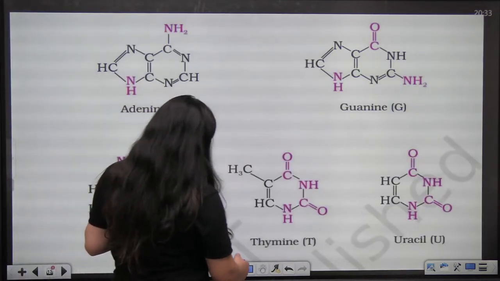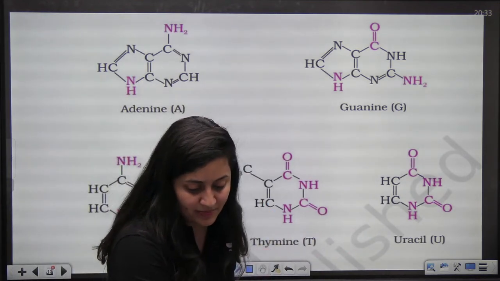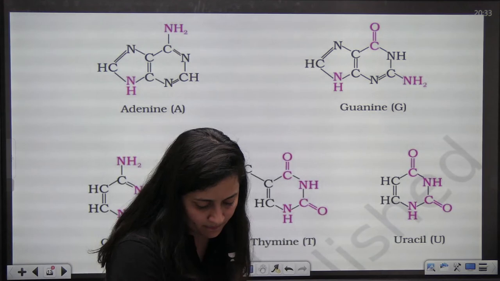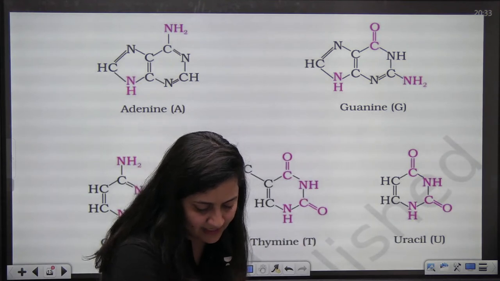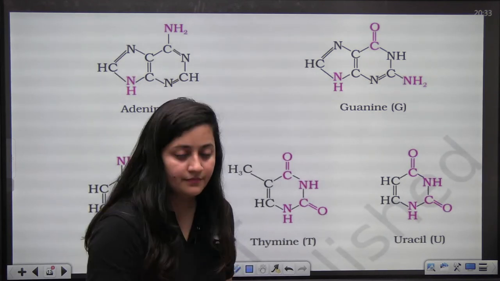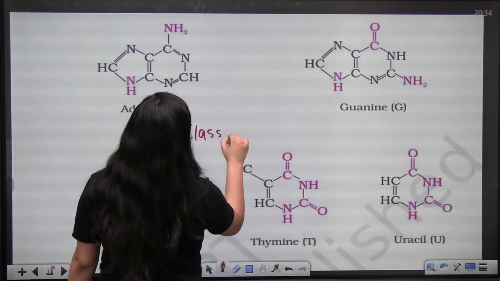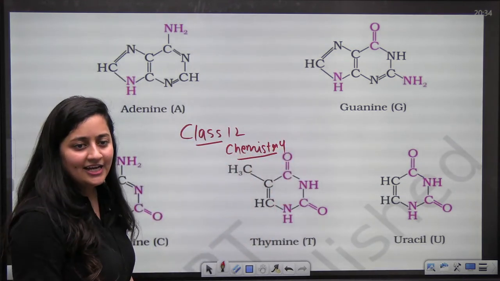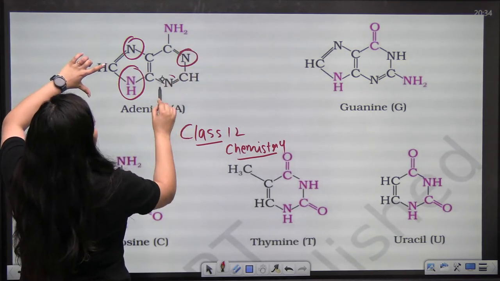Okay, this is homework for you. Tell me, this screenshot is from which book? The snip is basically from which book? Tell me, this screenshot is from your class 12th chemistry. The structures are given there, na? So here you guys can see. Okay, this is what you need to remember.